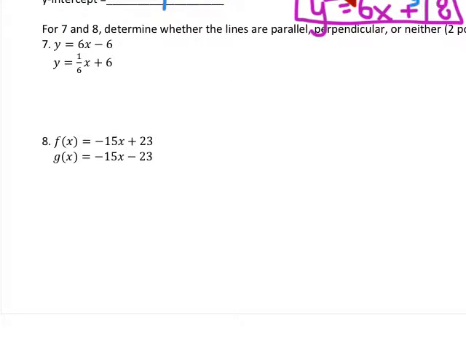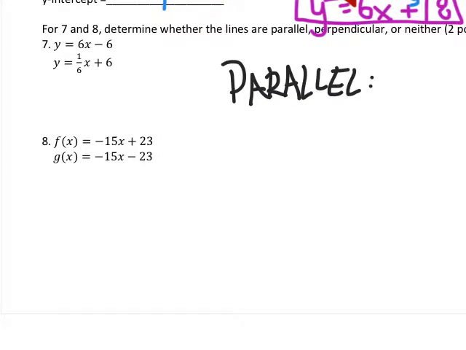Alright, 7 and 8. We just have to determine if this is parallel, perpendicular, or neither. Alright, so the first one here, number 7. Let's take a look first at what we need to see if they're parallel. So if they're parallel, how do we know they're parallel? So your slopes are the same. So you'd have same slope.